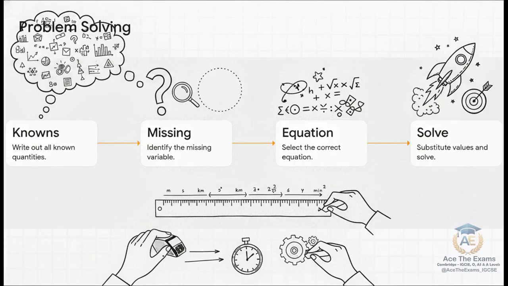First, write down everything you know in the margins. Second, clearly identify the missing variable. Third, select your targeted equation from the cheat sheet. And fourth, substitute and solve. But pause right there. Before you substitute, check your units. A devastatingly common mistake is forgetting to convert units like kilometers into meters or minutes into seconds before doing the actual math. Always sync up your standard units first.